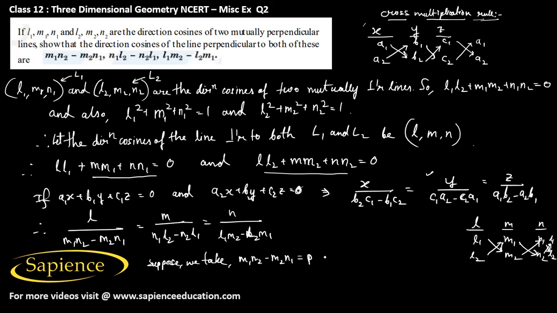That is equal to P, suppose, and n1 l2 minus n2 l1, that is equal to Q, suppose. And suppose we take l1 m2 minus l2 m1, that is equal to R, suppose. Then, therefore, we can write this as l by P equal to m by Q, that is equal to n by R.